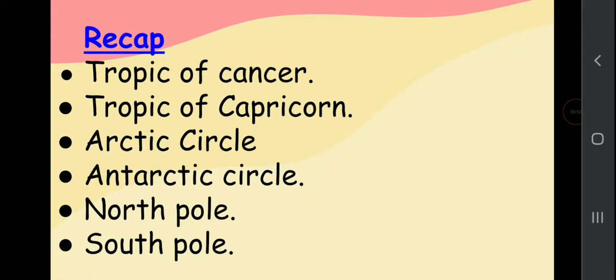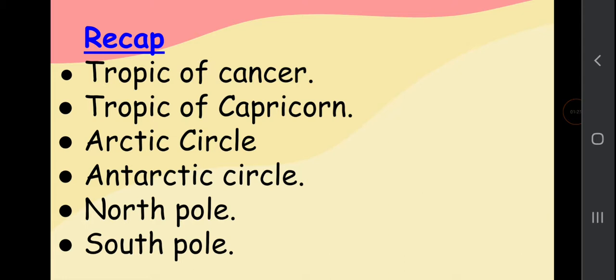And there are a total of 180 latitudes because they are numbered 0 to 90 in the southern hemisphere and 0 to 90 in the northern hemisphere. So 90 plus 90, there are a total of 180 latitudes. And some important latitudes are the Equator, Tropic of Cancer, Tropic of Capricorn, Arctic Circle, Antarctic Circle, North Pole and South Pole.